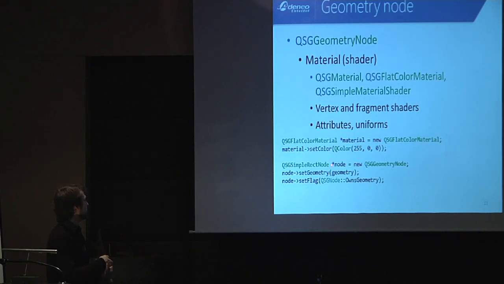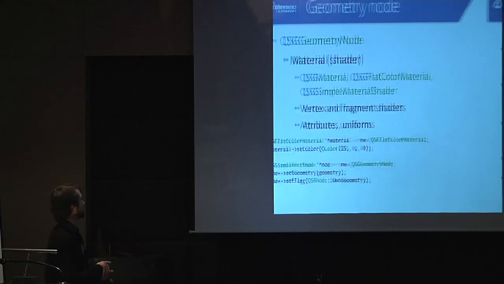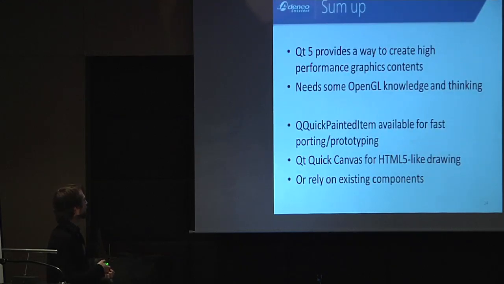Then you create a simple rect node. Oh, my bad. Here that should be a geometry node. So you create your geometry node. You set the geometry that you have created a bit above. You set that flag and you also set the material. Okay, you get the idea. So you create a material, you associate it to your geometry, and then it will apply to the geometry that you have created. That's already the summary.